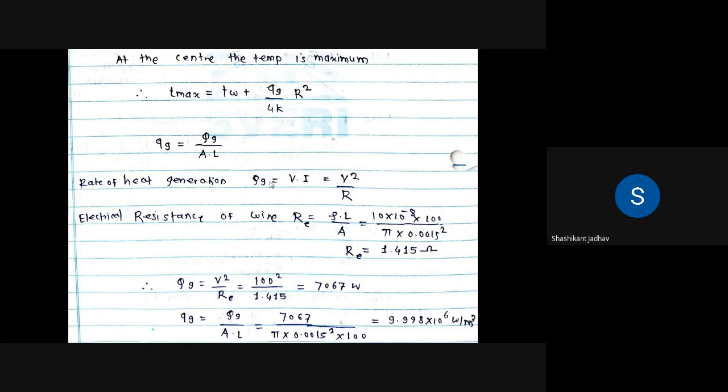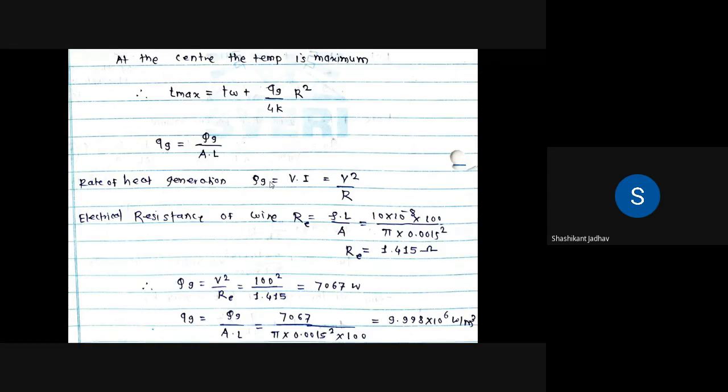So put those values into this equation, we get the value of Qg. So Qg is equal to 7067 watt. Okay, Qg is equal to 7067 watt. But we have to calculate the value of small Qg, that is in watt per meter cube. So therefore, what is the equation? Small Qg is equal to capital Qg by volume, which is nothing but area into distance. So therefore, A into L.